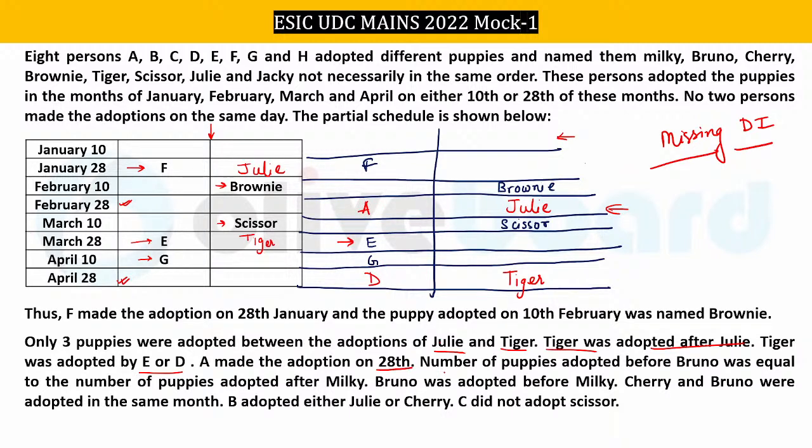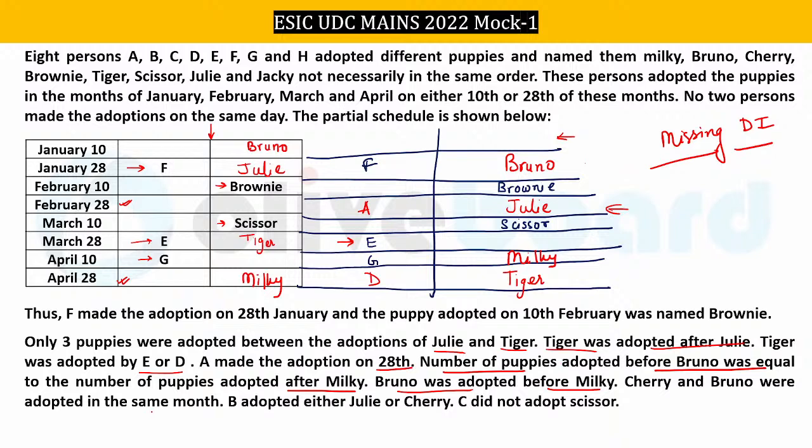Okay? Now it is given number of puppies adopted before Bruno was equal to adopted after Milky and Bruno was adopted before Milky. So the number before Bruno should be the same as the number after Milky, right? So you can see that Bruno has to be before Milky. So in the first case, Bruno will be here and Milky will be here. That is 0 puppies before Bruno and 0 after Milky. In the second case, you can see Bruno and Milky can only be here. This is your Bruno and this is your Milky. Okay, I hope this is clear. Done. Very good. Now let's see.